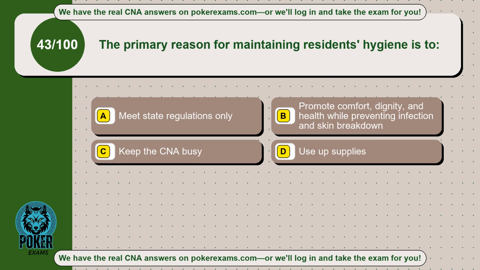Question 43. The primary reason for maintaining resident hygiene is to: Option A. Meet state regulations only. Option B. Promote comfort, dignity, and health while preventing infection and skin breakdown. Option C. Keep the CNA busy. Option D. Use up supplies.